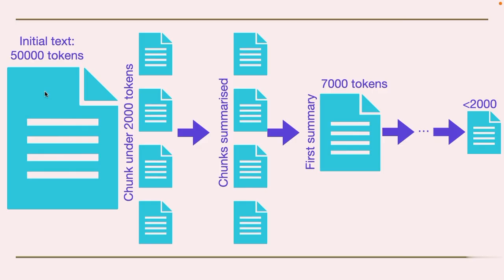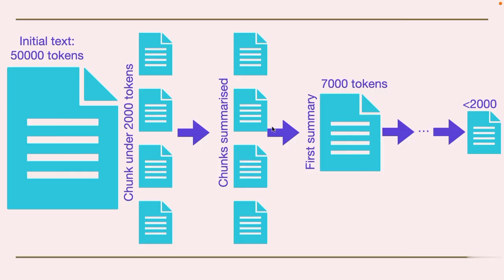Imagine that the initial text contains about 50,000 tokens. You will take that piece of text, then split it into small chunks, each chunk containing less than 2,000 tokens. And then you will summarize each of those chunks, and that will give you a list of summaries.